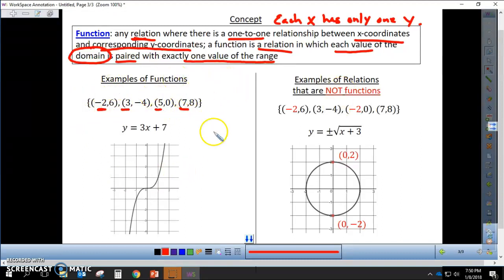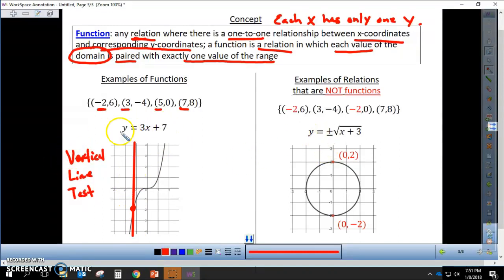So these are functions. Additionally, in a graph, you can tell this is a function by doing something that we call the vertical line test. Maybe you want to write this one down: vertical line test. So each x can have only one y value. You can see here that at this line, we intersect our graph right here. Each x value has only one y value.